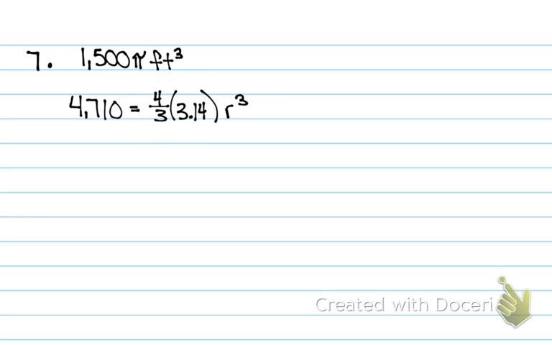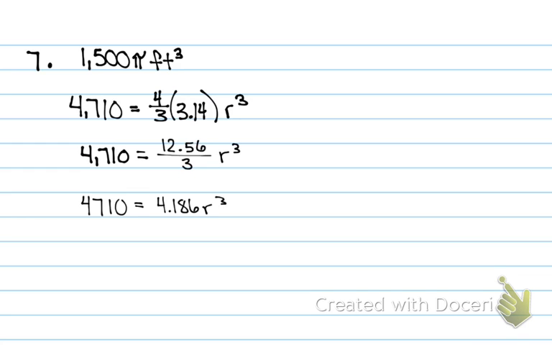4/3 times 3.14. We don't just want to write an answer. So step 2, you're going to show me 12.56 divided by 3, and then your r to the third. What you're showing me here is you multiplied 4 times 3.14 to get 12.56, and then you divided that by 3 to get 4710 equals 4.186 r to the third. Technically that 6 is repeating.